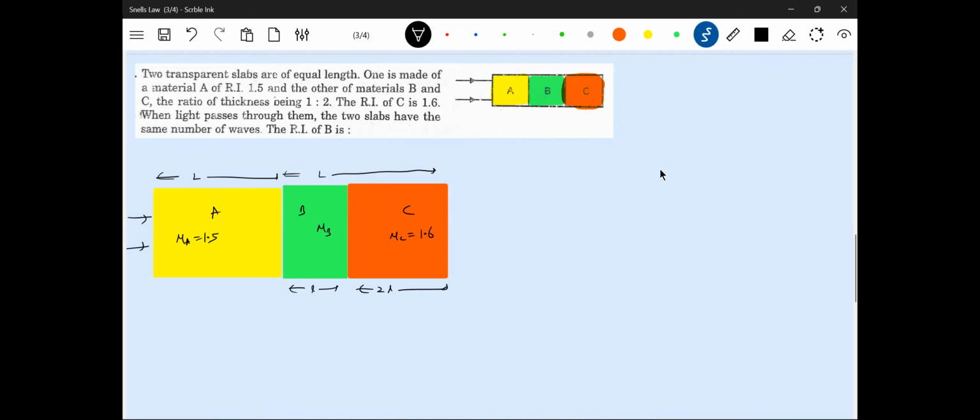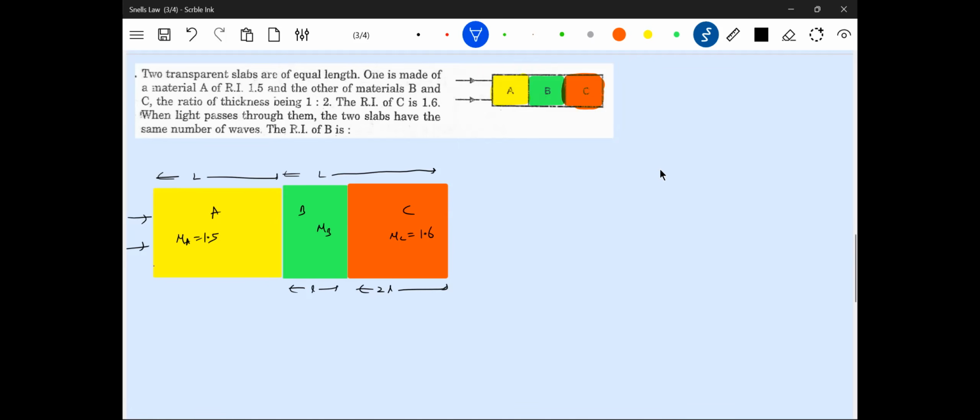When light passes through the two slabs, the same number of waves is what it is telling. Two slabs, what do you mean by two slabs? This is one slab, and B and C combined will become another slab. The number of waves in this must be equal to this one. So what do you mean by number of waves?